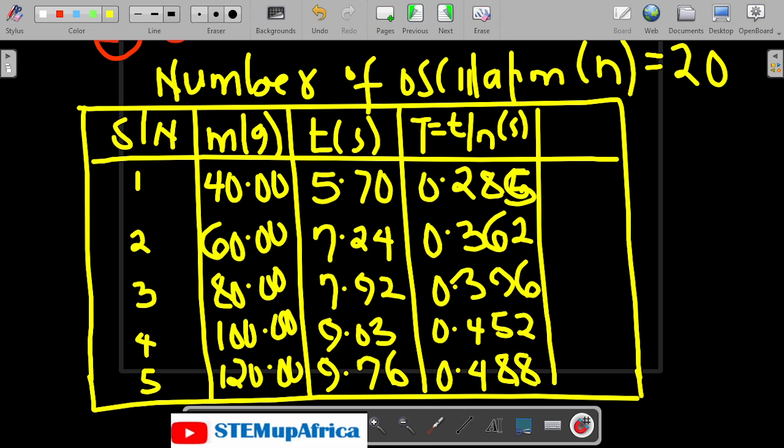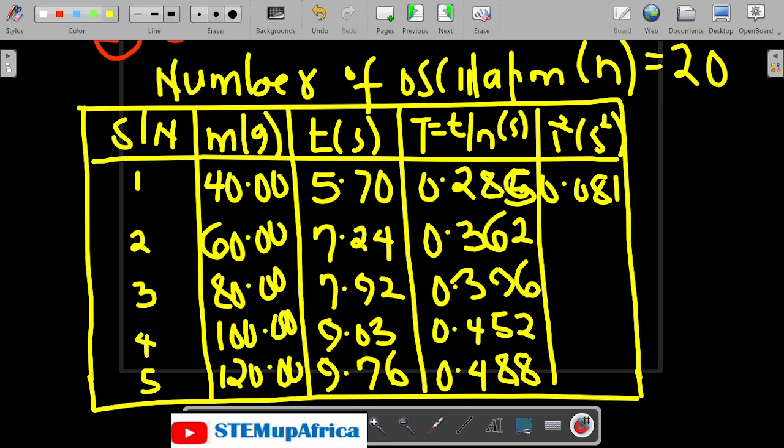So we now have T squared, which is seconds squared. Make sure you square each of these periods. There is a difference between square and root. You are squaring, you are not finding the square root. So if you square 0.285, we are going to have 0.081.